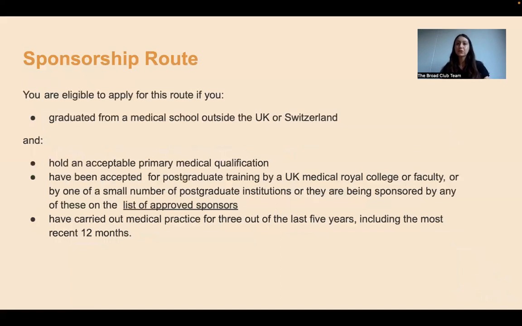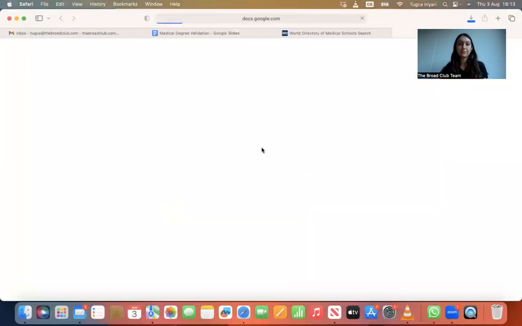And there is another route that I would like to explain very briefly. You might also apply for something called the sponsorship route. For that, again, you have to have graduated from a medical school outside the UK or Switzerland, hold a medical qualification, and you have to be accepted for postgraduate training by a UK Medical Royal College or a faculty or one of the list of approved sponsors that I'll show you here briefly.